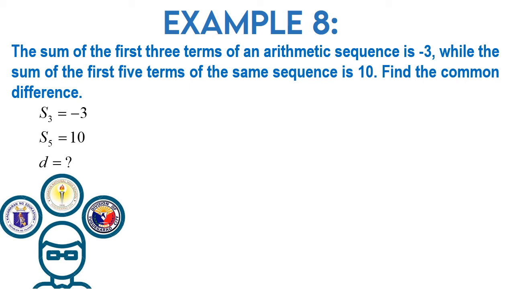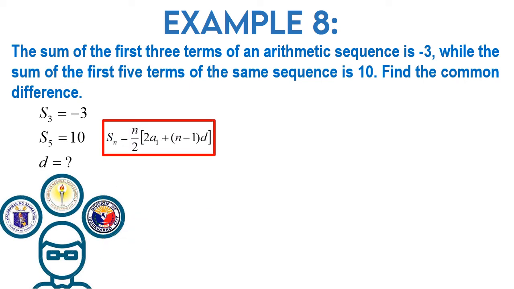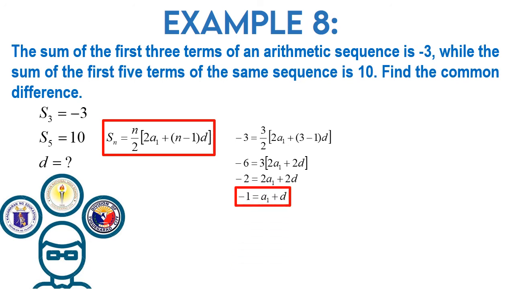In this problem, we are going to use the second formula for arithmetic series. From the formula, I can generate an equation for S sub 3. That is, negative 3 is equal to 3 over 2 times 2a sub 1 plus 3 minus 1 times d. Cross multiplying 2 to negative 3, we have negative 6 is equal to 3 times 2a sub 1 plus 2d. Dividing both sides by 3 will give us negative 2 is equal to 2a sub 1 plus 2d, and dividing all the terms by 2 will give us negative 1 is equal to a sub 1 plus d.